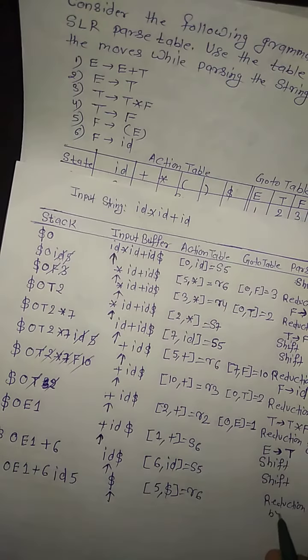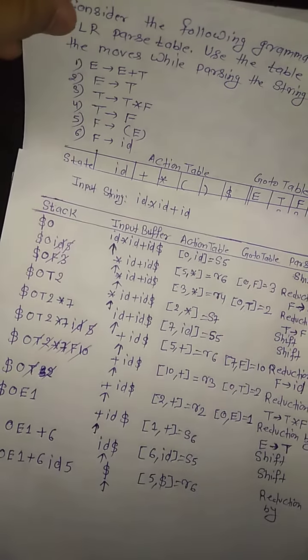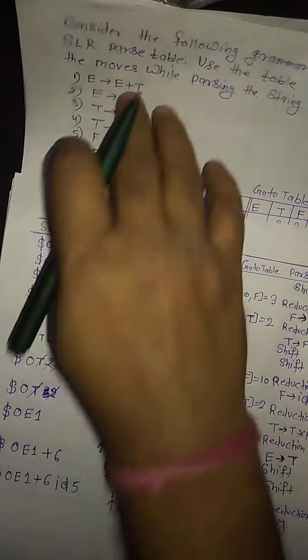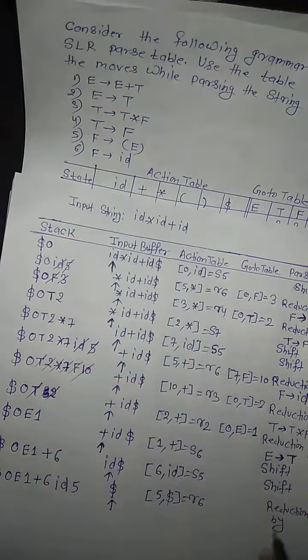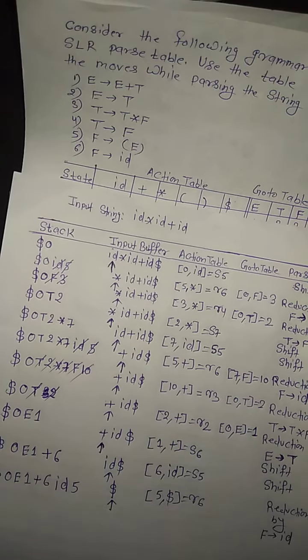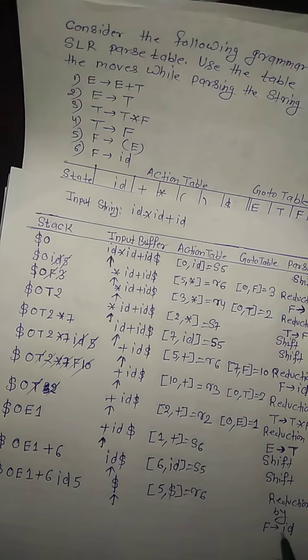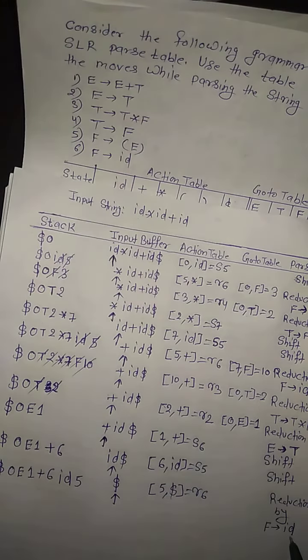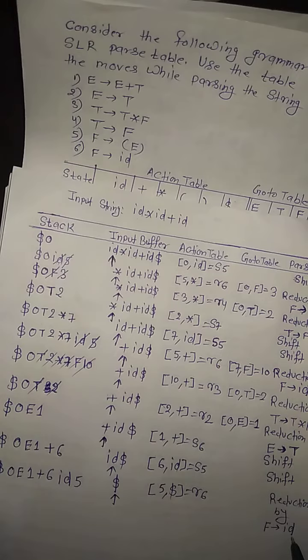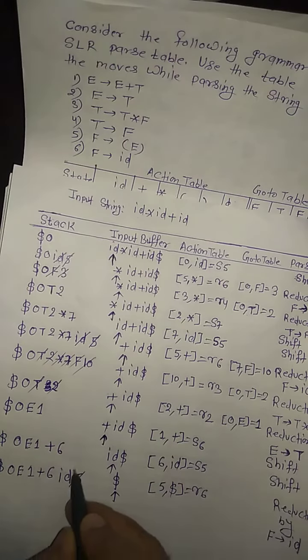Reduction by 6th number of production. So you have 6th number of production, F derive id. You write here F derive id. Now the process is you have to check the length of the body of this production. So length of the body of this production is 1. You multiply 1 with 2 and you get 2. So you pop 2 symbols from the top of the stack.